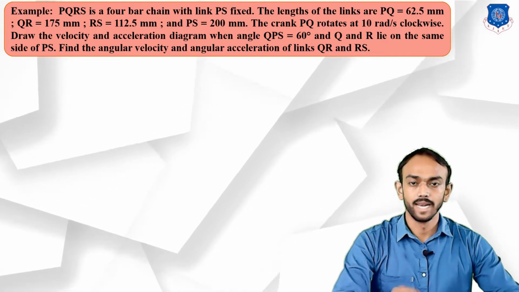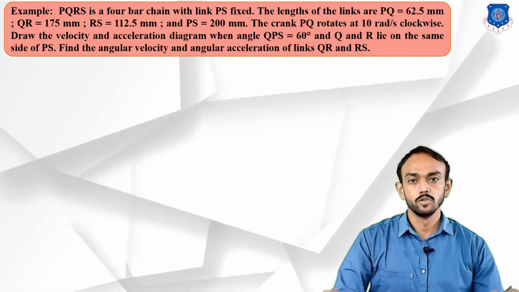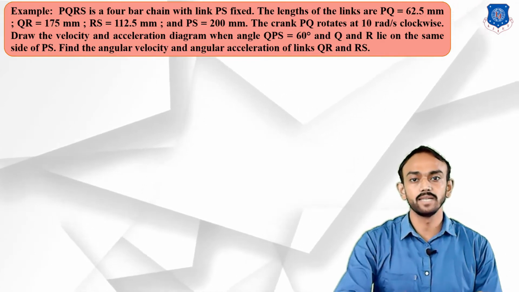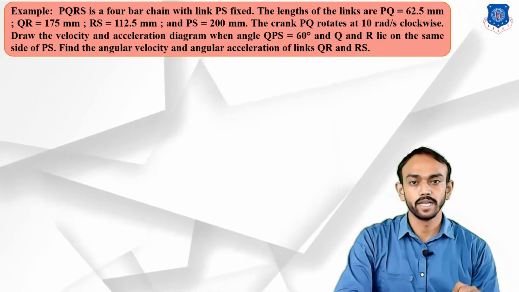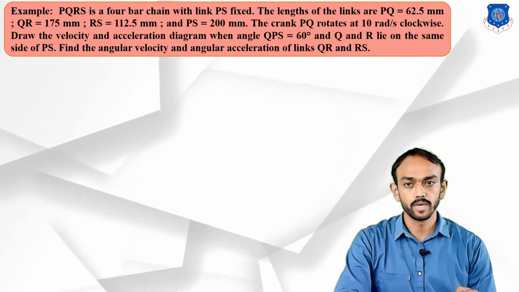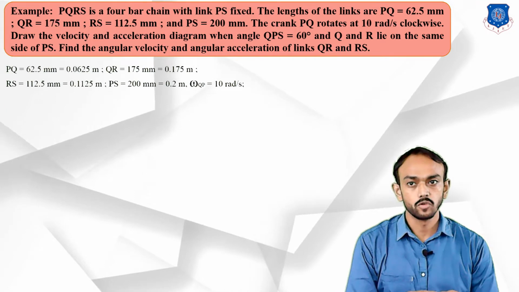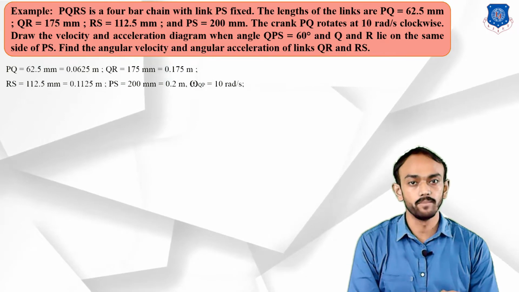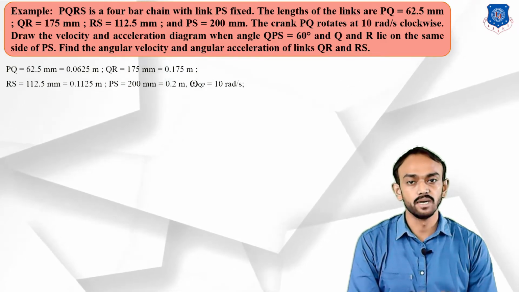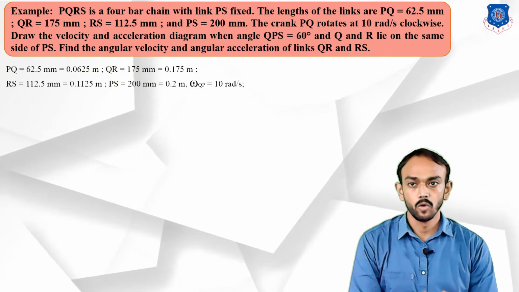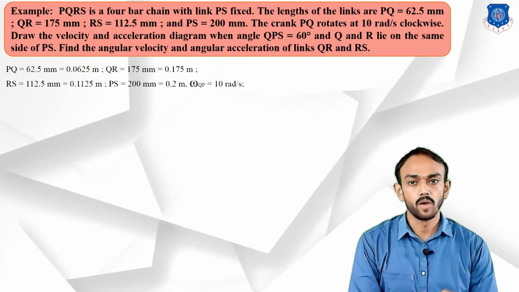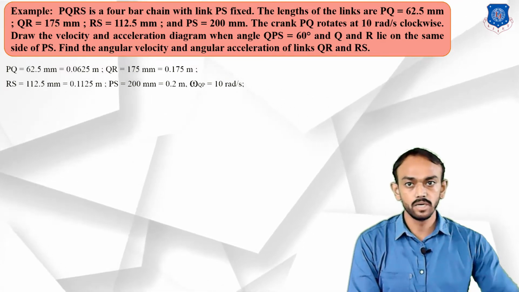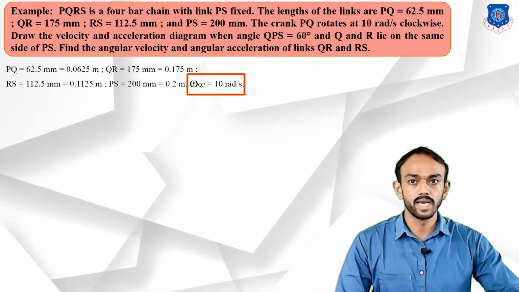Okay, so let's check what is given here. First of all, write the given data. The lengths of all the links are given and the angular velocity of the crank is given. All given data, first of all we convert into meters, because it is given in mm. So 62.5 will become 0.0625 meter. Okay, 175 mm QR will become 0.175 meter.